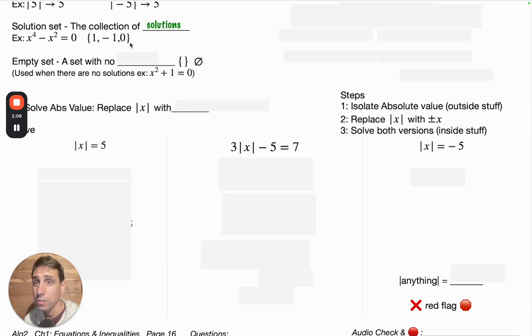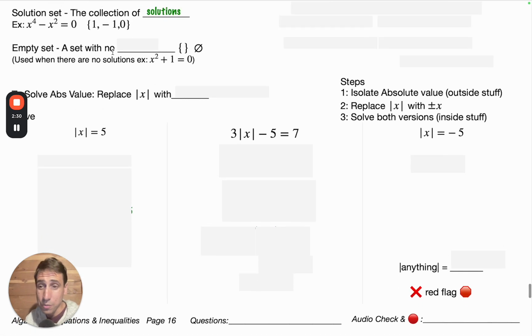There are 3 solutions, and so in math, whenever we ask a question and there are 3 answers, we have to report them all. That's what that looks like, with these curly brackets, and all the solutions are separated by commas. It doesn't even have to be in numeric order from least to greatest or anything. Any order is fine.